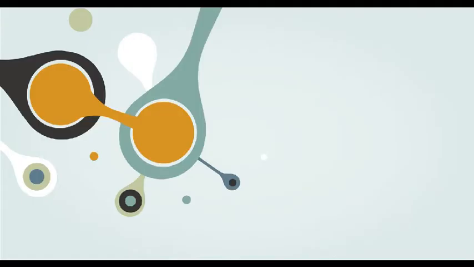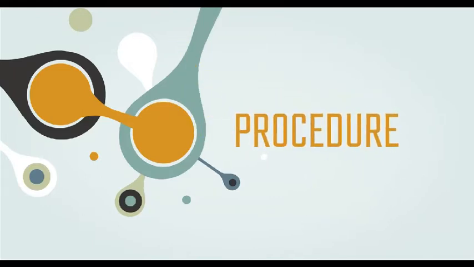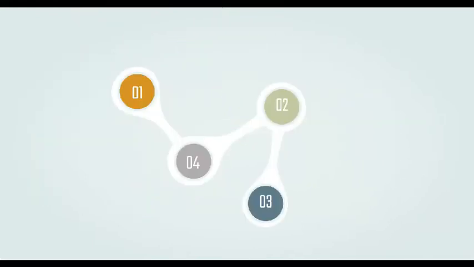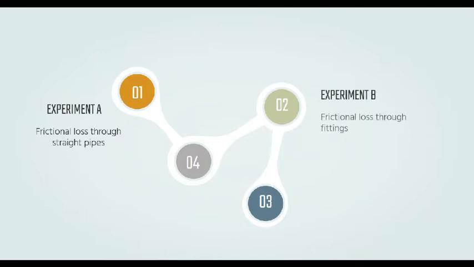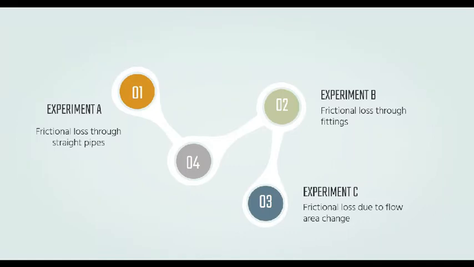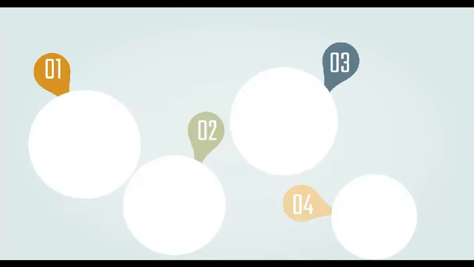Hi, so I will explain about the procedure for this experiment. This experiment has four parts. The first one, experiment A, is about the frictional loss through straight pipes. Experiment B is about the frictional loss through fittings. Experiment C is about the frictional loss due to flow area change. And experiment D is about the frictional loss through flow meters.